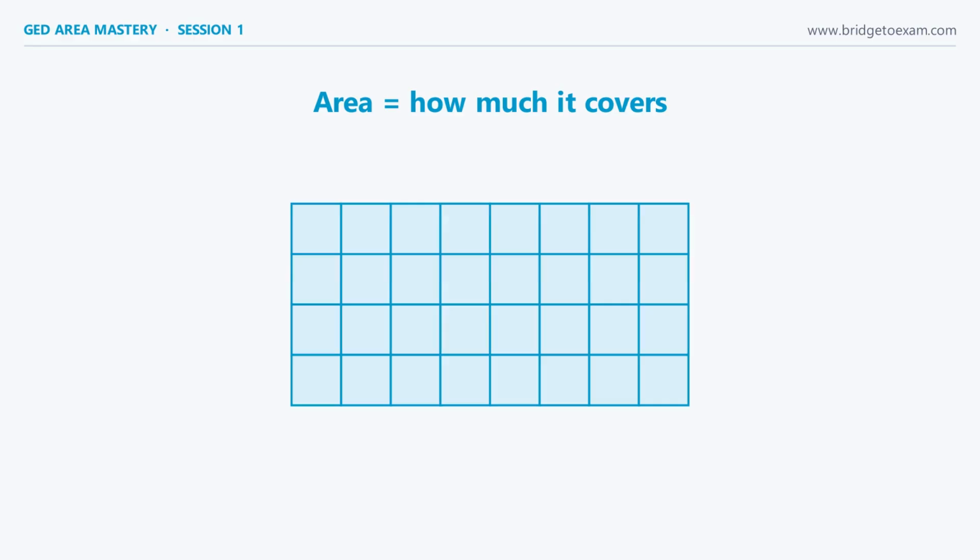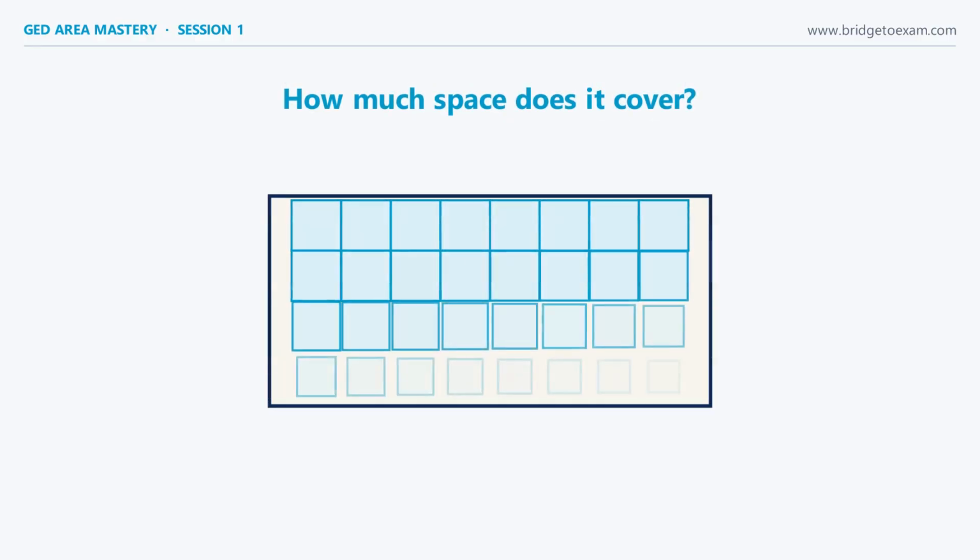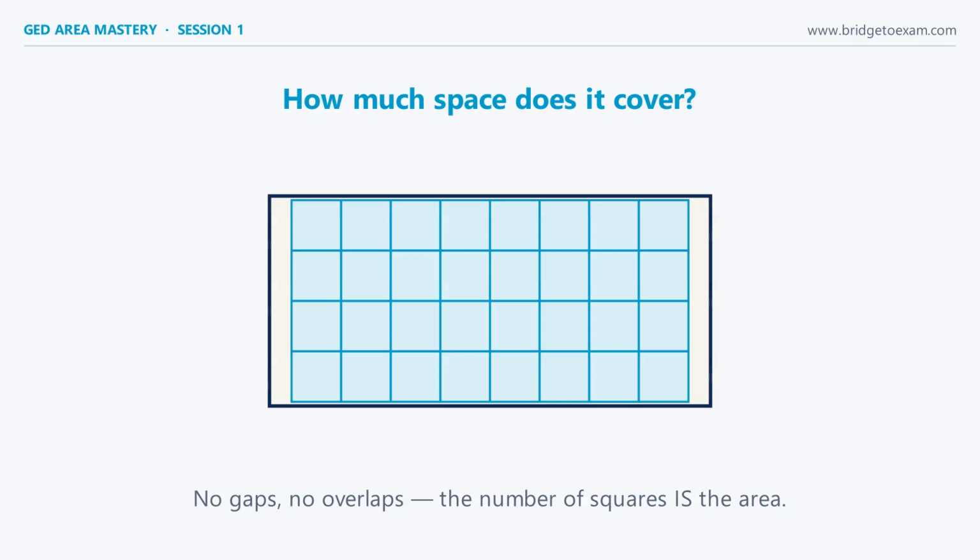Today we answer the question that sits underneath every area problem on the test. What is area really? Not the formula, the meaning. Because once you can see area as covering, the formulas stop being rules you memorize and start being shortcuts that make sense. Area is the amount of flat surface inside a two-dimensional shape.